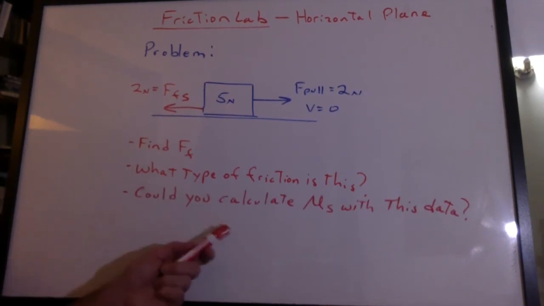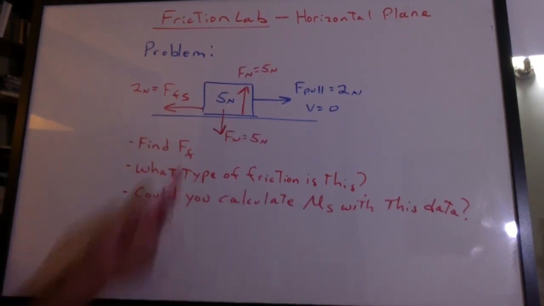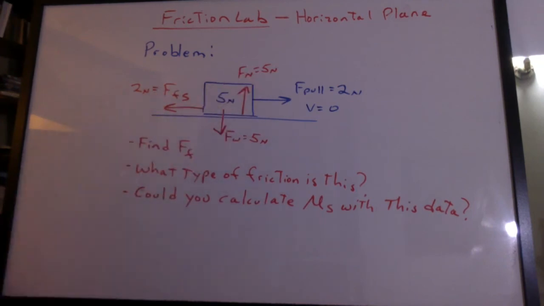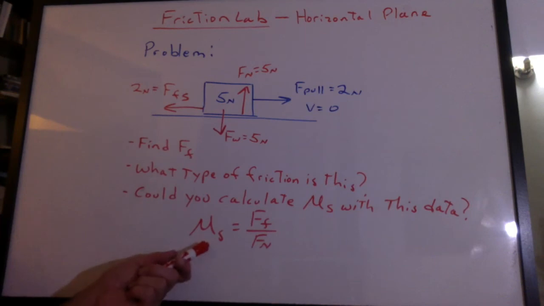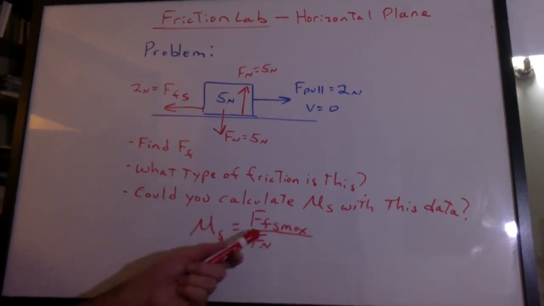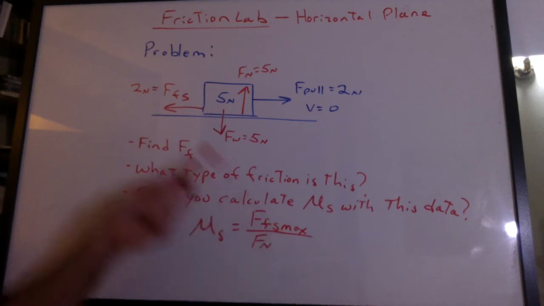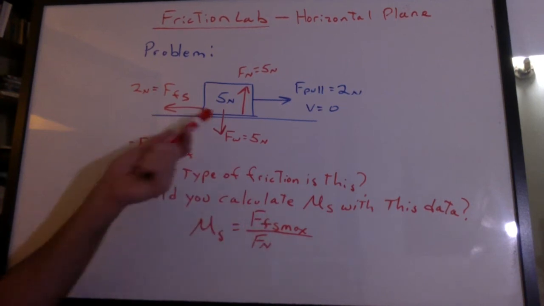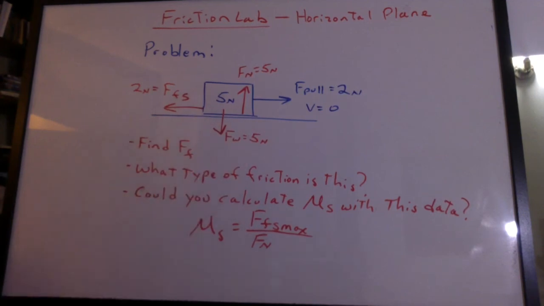Could you calculate mu(s) with this data? You know the weight, you know the normal force, you know a force of friction. We could just use this equation and calculate mu(s). But we're getting sloppy. That is not just any old force of friction. It has to be the static maximum, and we don't know if we've reached the static maximum yet in this problem. I haven't gotten it to start moving yet.